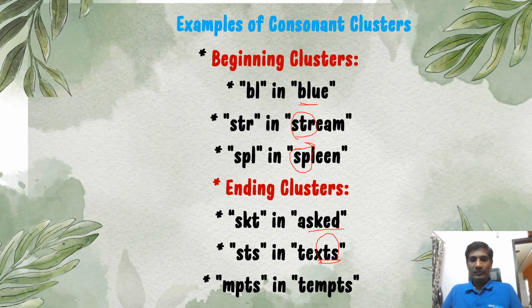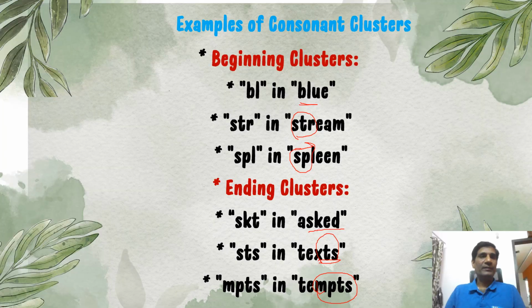So from this consonant M to S. Okay. M, P, T, S. Temps. These are ending clusters. Okay, always remember that. So you see there is no vowel sound between these consonants. So it's a consonant cluster. And one more thing you have to remember is it is in the same syllable.